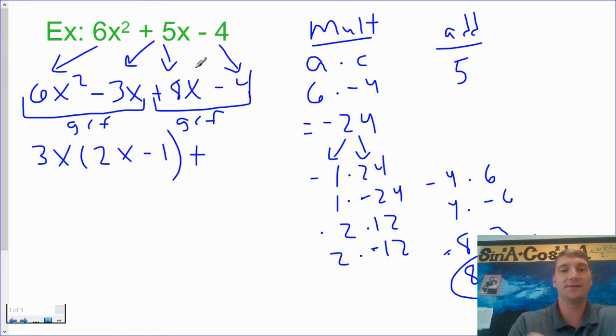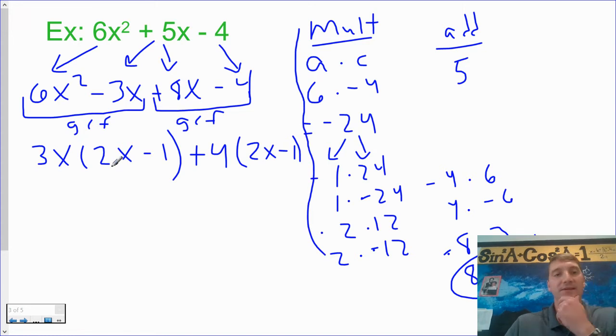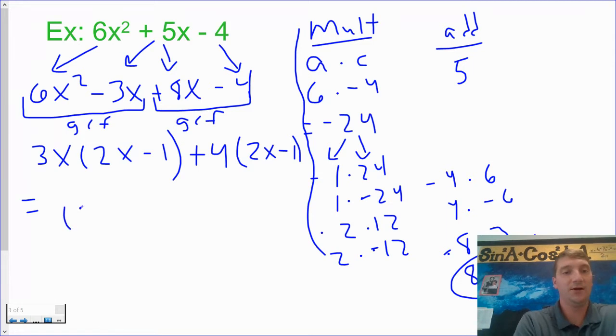Then do the same thing with these terms. 8 and 4, the biggest number is just 4. They don't share an x. So 8x divided by 4 is 2x. And then -4 divided by 4 is -1. In this case, if you notice, I have the exact same thing in the parentheses, and that's what you have to have. To find your final answer after you've done that, you're basically taking out a GCF. Both of these share a 2x minus 1.